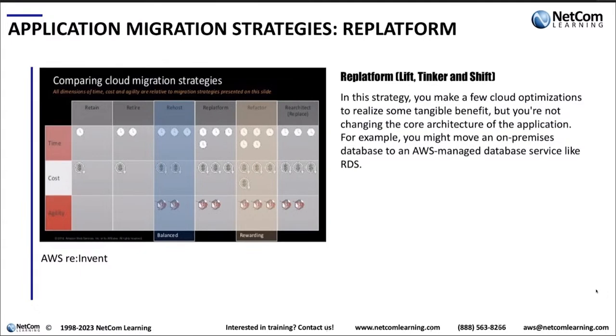you don't have on-premises. So for example, let's say that on-premises, your application is using an Oracle database. Well, AWS has something called RDS, Relational Database Service, where you don't have to install your Oracle. AWS will do that for you, for example. But your application is still using Oracle. That hasn't changed. The architecture hasn't changed.